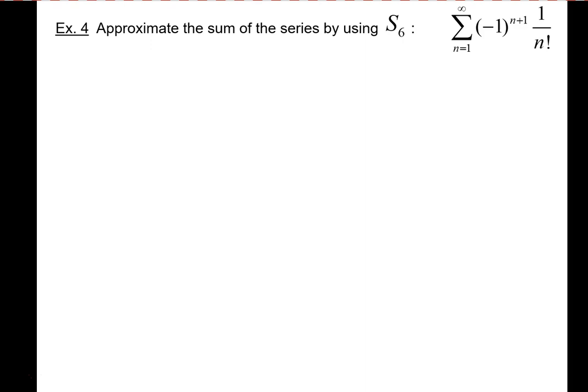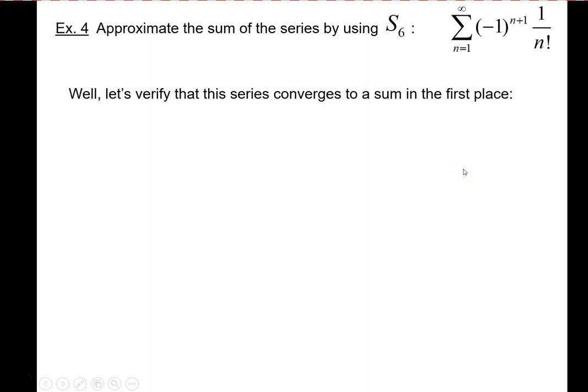Approximate the sum of the series by using the sixth partial sum. So we have an infinite alternating series, and we don't know what the actual infinite sum is, but we want to approximate it by using the sixth partial sum. So that would be the sum of the first 6 terms. So first, let's verify that this actually does converge using our new alternating series test.